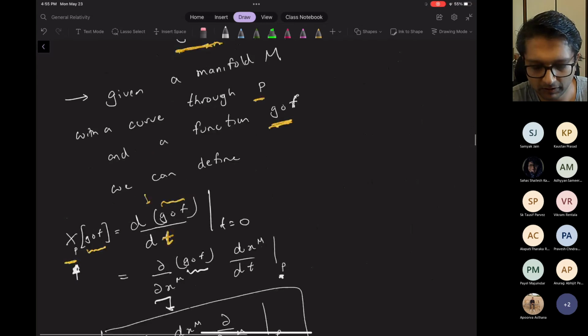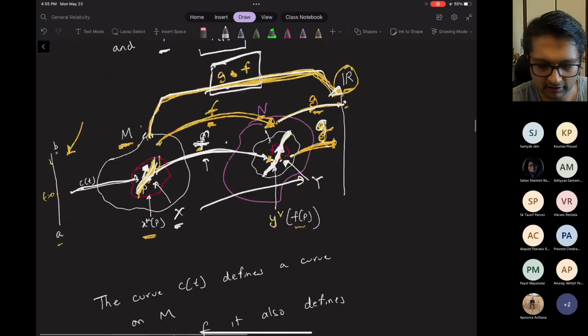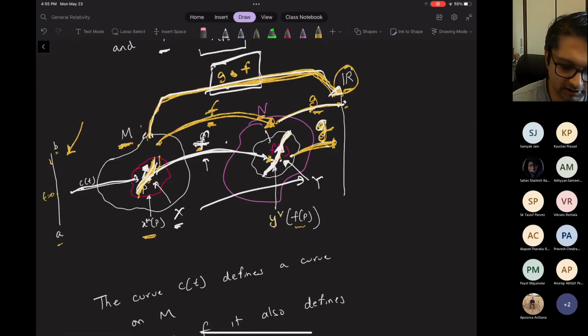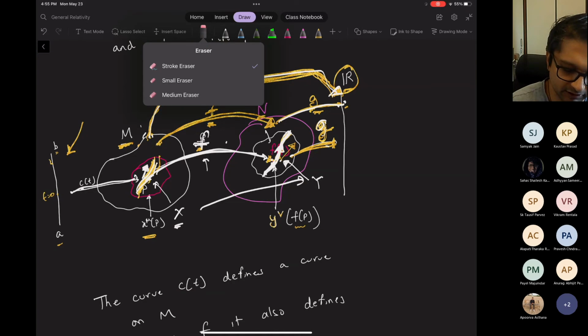Right. The reason is easy to understand. If I give you an arbitrary vector here, I would have to define a curve along which I'm differentiating it.